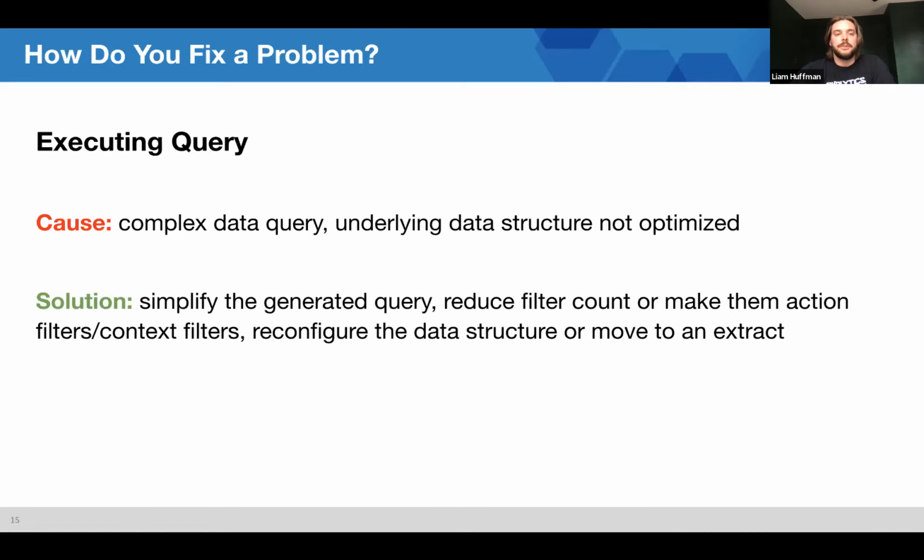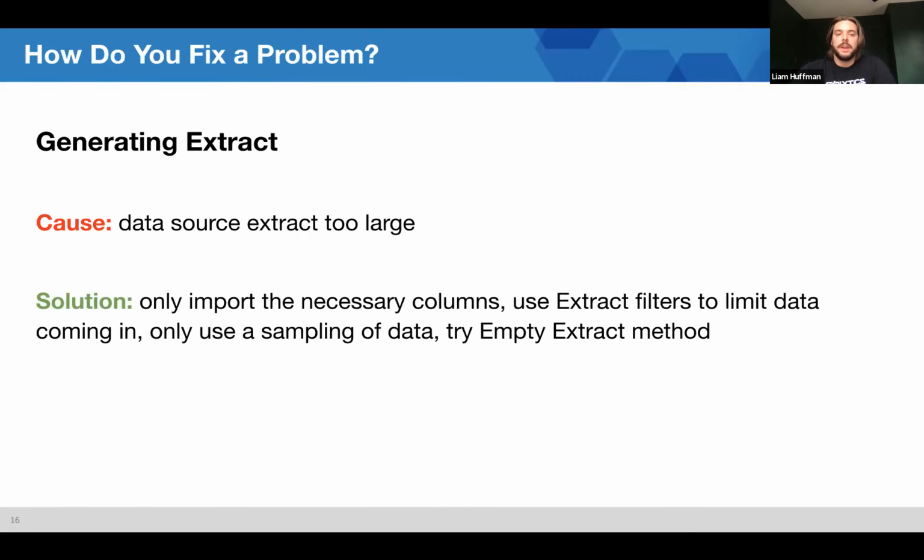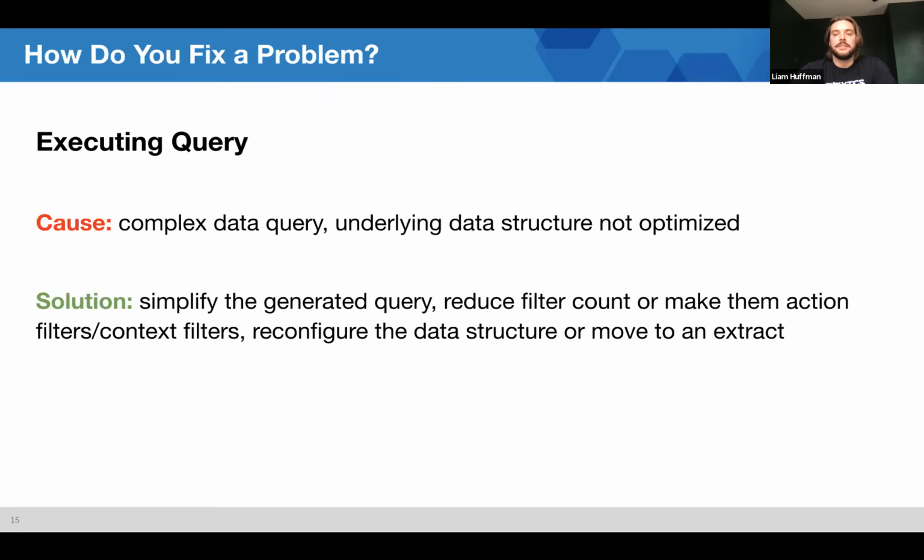We can also have issues with executing query, which is caused by a complex data query or underlying data structure just not being optimized for Tableau. Again, simplifying the generated query like we just talked about, by reducing those filters or making them context filters, could be really helpful. Otherwise, just reconfiguring the data structure, moving to an extract, could really speed up the executing query events.